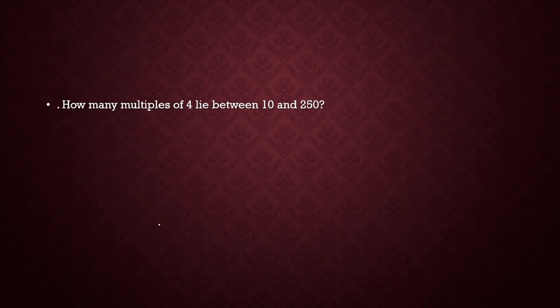Next, how many multiples of 4 lie in between 10 and 250? Again, a simple question. Multiples of 4 means it is divisible by 4. So what's the first number after 10 that is divisible by 4? It's 12, right? After that it is 16. And it goes on up to, is 250 divisible by 4? No, it's not divisible by 4.